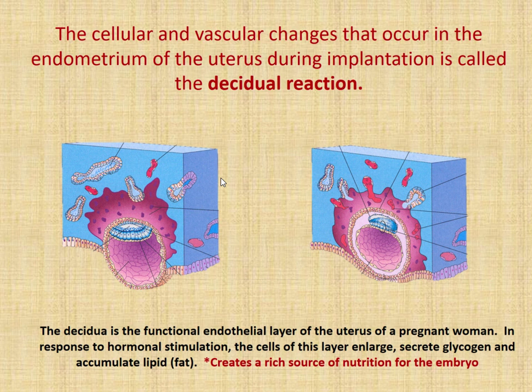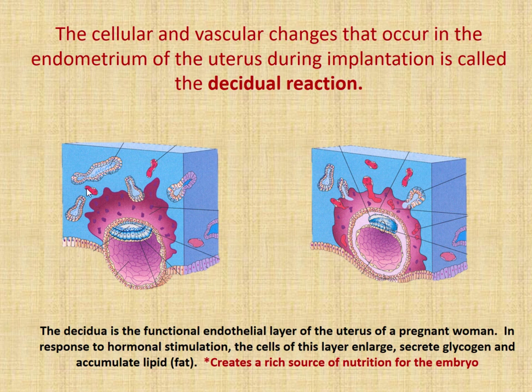These changes occur on the cellular level, and they also affect the blood vessels, and it's called the decidual reaction. And so this is a uterine change to an implanting embryo. What's depicted in these pictures are uterine glands in the endometrium. And that's why they draw these cells all linked together, because it's an epithelium of a gland.